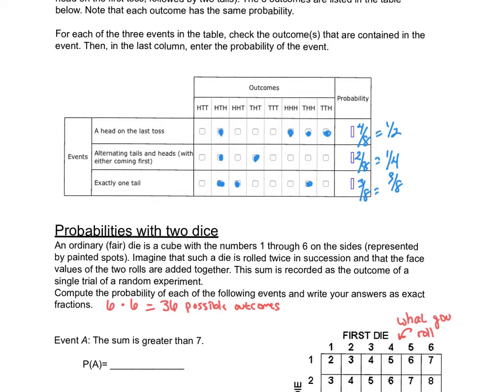So let's see. The sum is greater than 7. You know how you do this? Really complicated math, guys. I look at my chart. That's greater than 7. Oh, that's greater than 7. I count. I literally look and count. 1, 2, 3, 4, 5, 6, 7, 8, 9, 10, 11, 12, 13, 14, 15. There are 15 outcomes greater than 7 out of 36 possibles. Reduce it, 5 out of 12. I expect you to reduce. Okay, the next one.